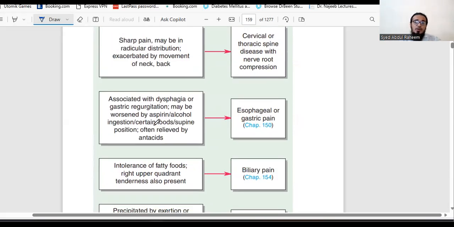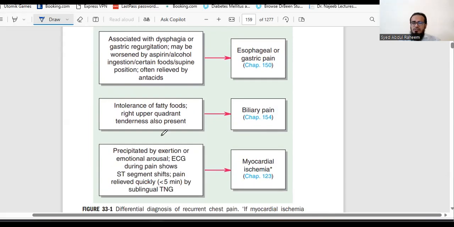Okay. And we have dysphagia, difficulty in swallowing, and indigestion of food, or when you are sleeping you have bloating in the stomach, and you experience gastric juice or a burning sensation throughout the throat. So it gives the idea that it is due to esophageal or gastric issues, a gastrointestinal issue. Okay. If after eating fatty food you get pain, mostly in the right upper quadrant, it means there is a problem in the biliary system, gallbladder issues or liver issues.